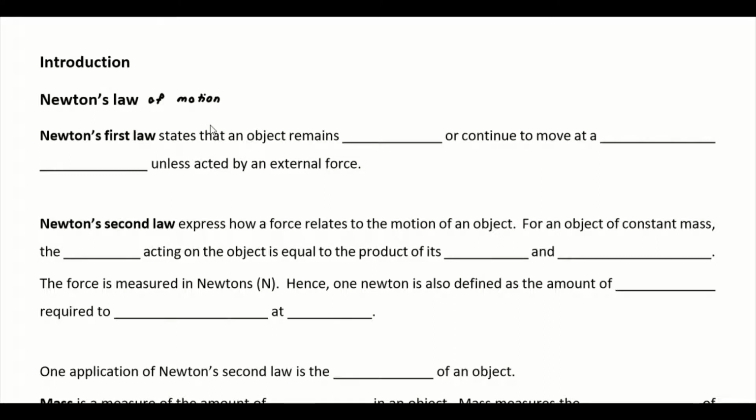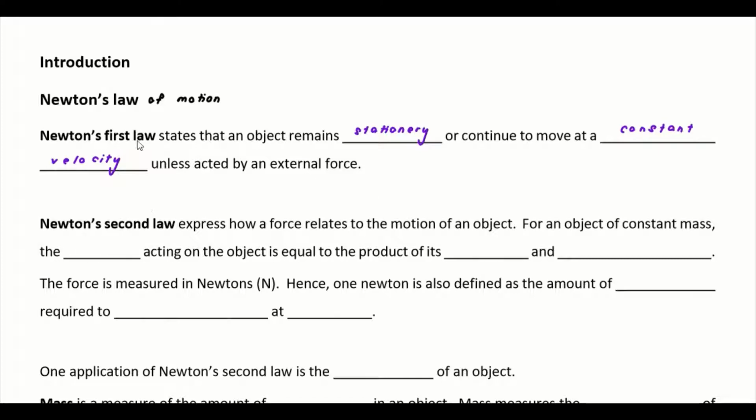There are three main Newton's laws of motion. Newton's first law tells us that an object will remain stationary, or continue to move at a constant velocity, unless it is acted on by an external force. It's as simple as that. If there is no external force acting on an object, then the object will just remain stationary or continue to move at a constant velocity.